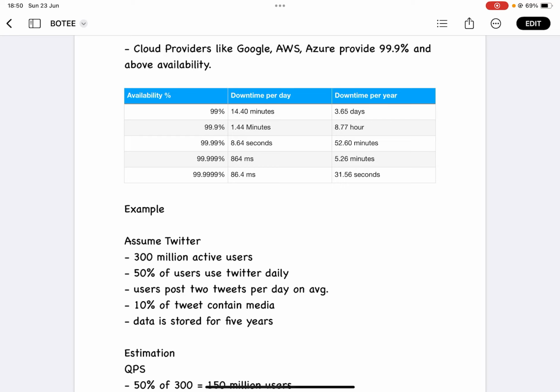So these are some certain concepts: availability numbers, latency numbers, and power of two. These are simple basic concepts that you can use while you're building a system to make an estimation of your system based on the user base and all those kinds of things.